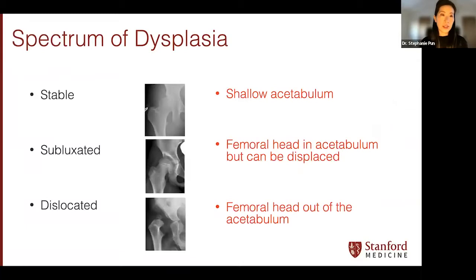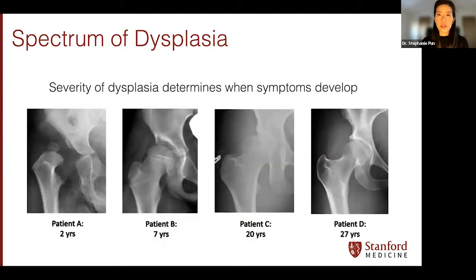Dysplasia exists on a spectrum, from the least dysplastic, where you have a stable hip with just a shallow acetabulum, to the most severe type of dysplasia, where the hip is actually dislocated and the femoral head is out of the acetabulum. The severity of dysplasia determines when symptoms develop.